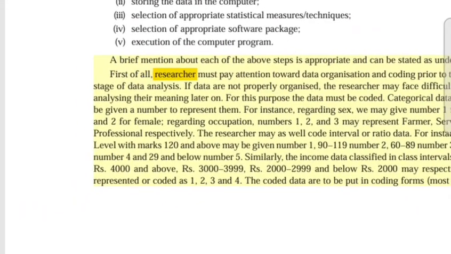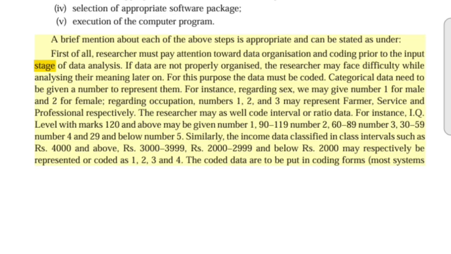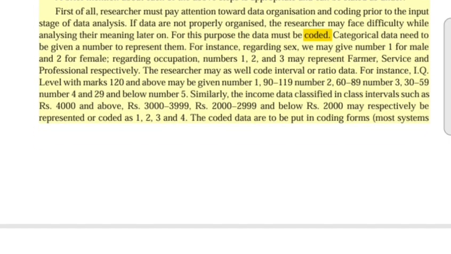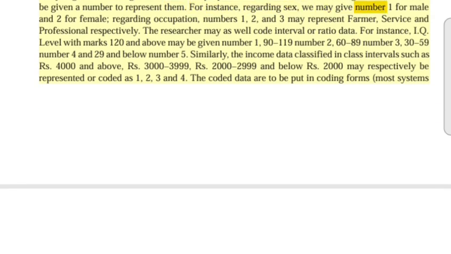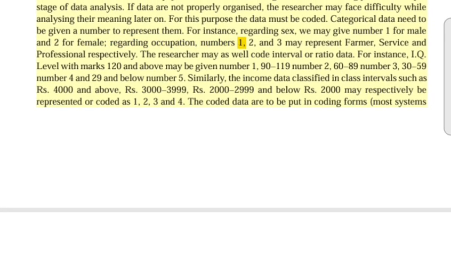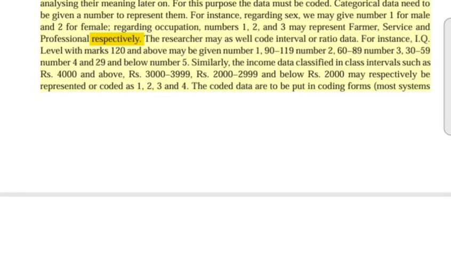First of all, researcher must pay attention toward data organization and coding prior to the input stage of data analysis. If data are not properly organized, the researcher may face difficulty while analyzing their meaning later on. For this purpose the data must be coded. Categorical data need to be given a number to represent them. For instance, regarding sex, we may give number 1 for male and 2 for female. Regarding occupation, numbers 1, 2, and 3 may represent farmer, service and professional respectively.